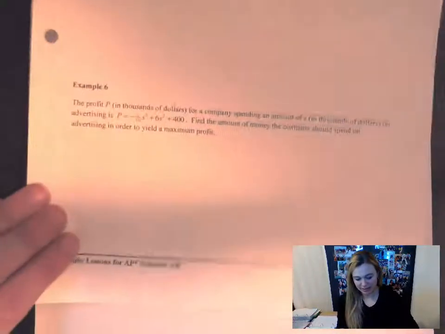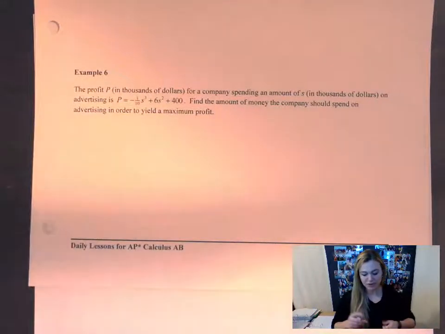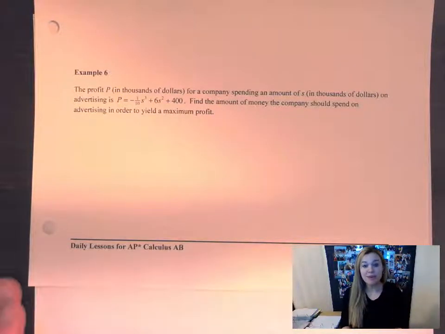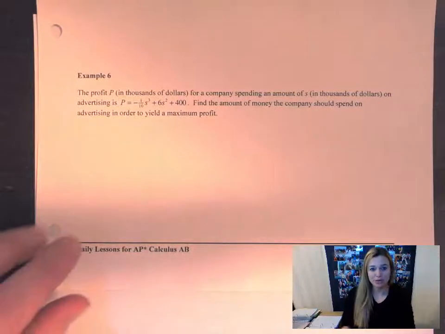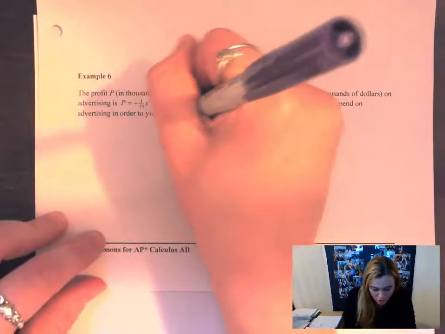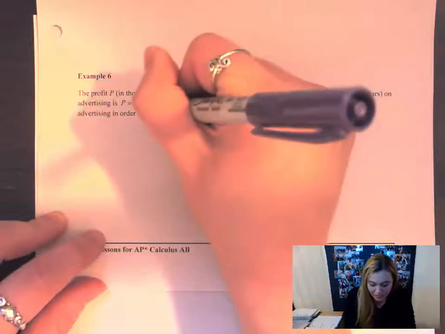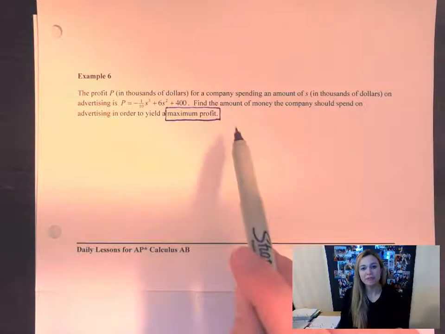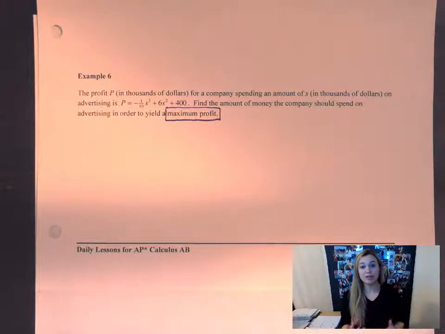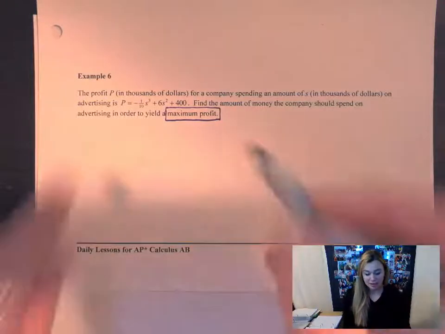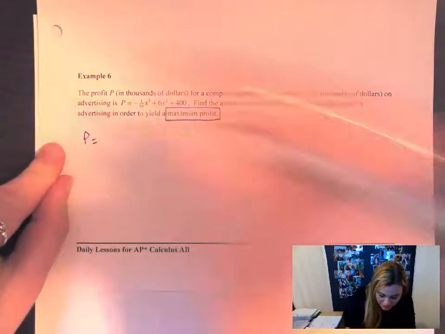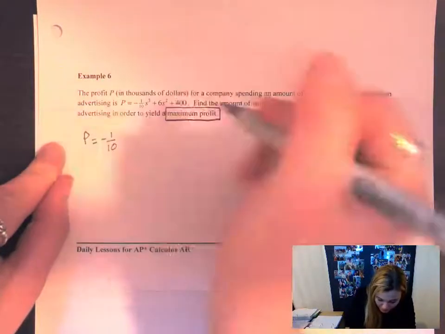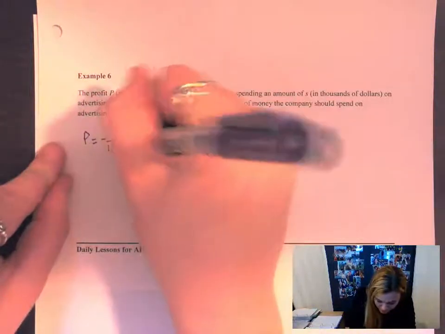So in example 6, it says the profit P in thousands of dollars for a company spending an amount S in thousands of dollars on advertising, and then you have this equation given to you. Find the amount of money the company should spend on advertising in order to yield a maximum profit. So in all of these problems, you're trying to find a maximum or a minimum of something. And whatever this is asking for here, so a maximum profit, it means you need to take the derivative of the profit function. In this case, the profit function is this, negative 1/10 s cubed plus 6 s squared plus 400.